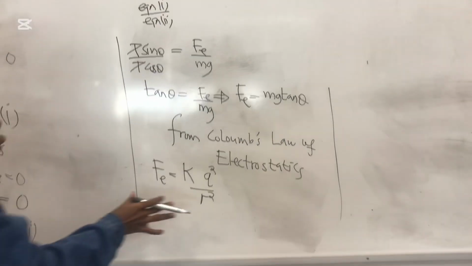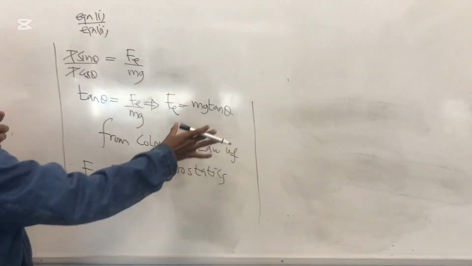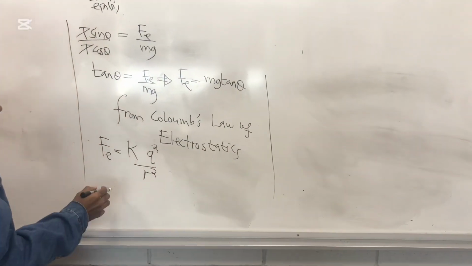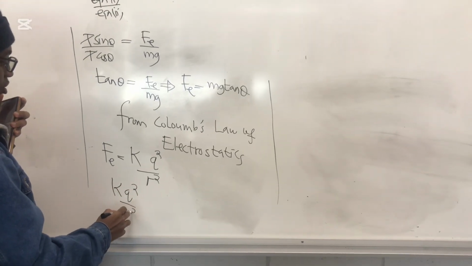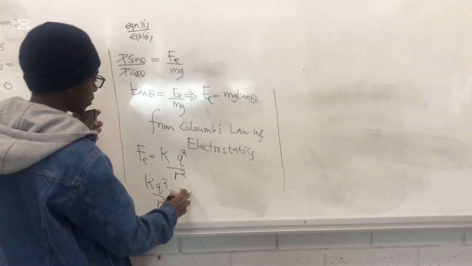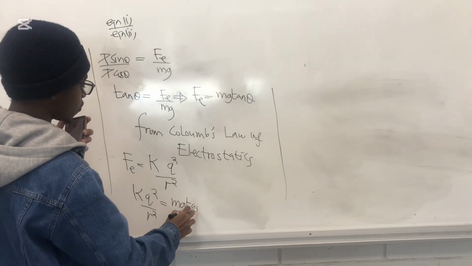So this is the electrostatic force. But we also know that the electrostatic force is equal to mg tan theta. So you can say that this Q square over R square is equal to mg tan of angle theta.